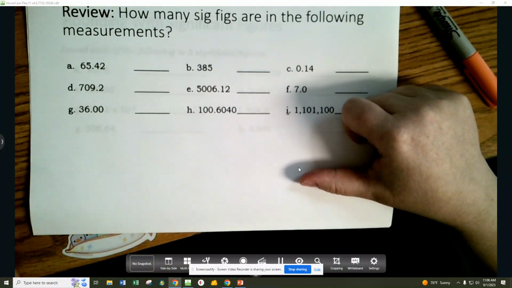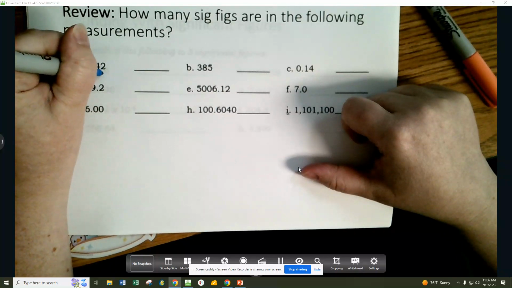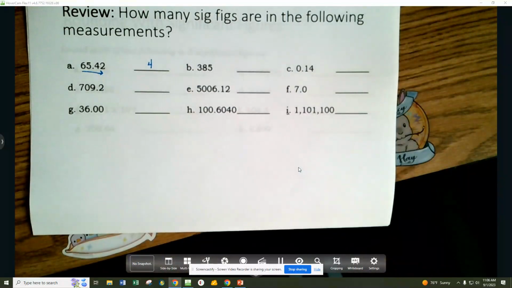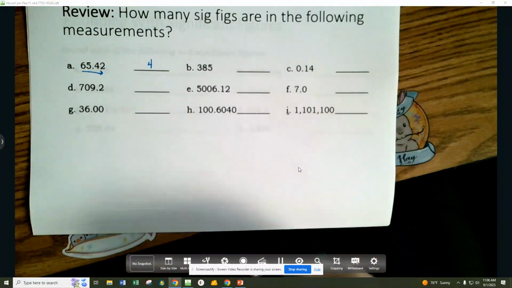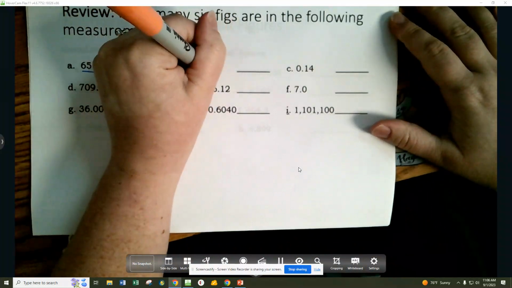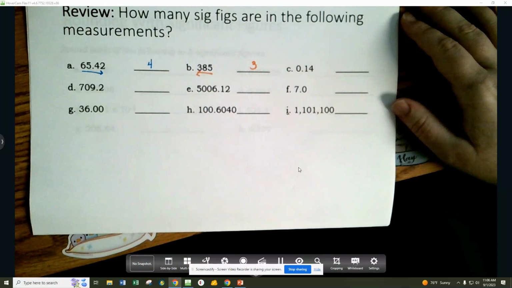In example A, I'm going to use the Pacific rule because a decimal is present. I go from left to the right, therefore there are 4 significant figures. Letter B, so going across the row here, is going to use the Atlantic rule because the decimal is absent. Going from right to left, this also will have 3 sig figs.